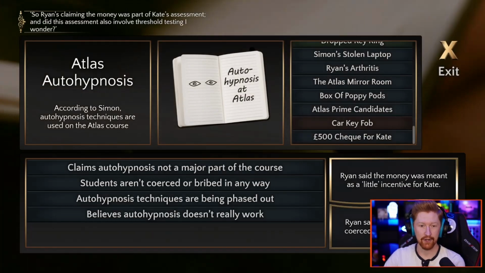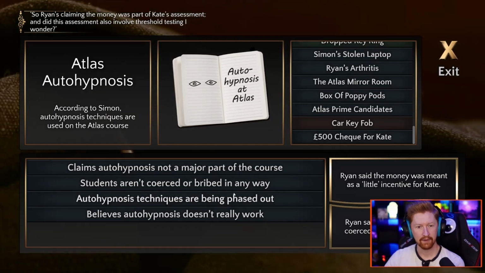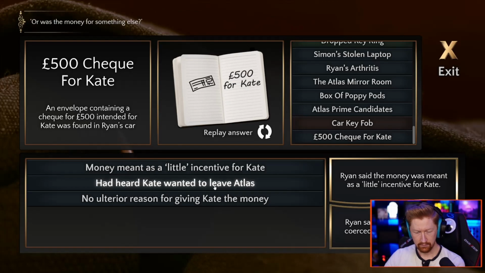Inspector, so Ryan's claiming the money was part of Kate's assessment. And did this assessment also involve threshold testing, I wonder? Or was the money for something else?